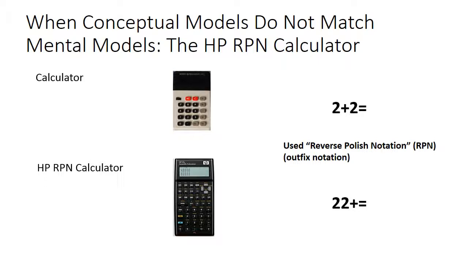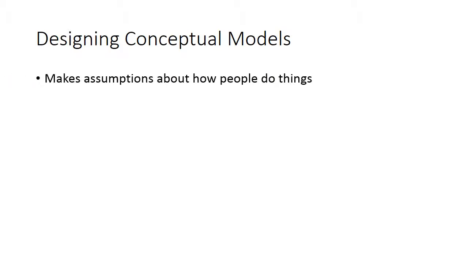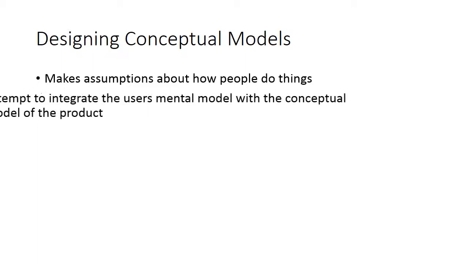The net result, by the way, is that the HP RPN calculator was not that successful a product. It was only used by very nerdy engineers and people like that, and never found acceptance. And the reason is, of course, that it did not work the way people expected it to. Now, when you're designing a conceptual model, you are making assumptions about how people do things, and that's what your conceptual model is going to be based on.